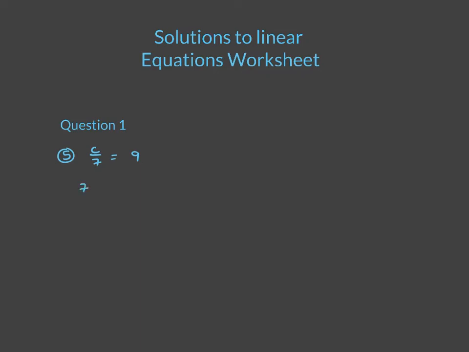Question 5. C over 7 is equal to 9. Multiply both sides by 7. So 7 times by 9, C is equal to 63.